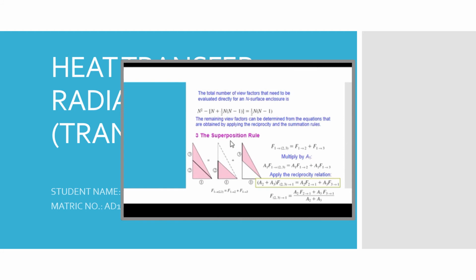For the superposition rule, sometimes the view factor associated with a given geometry is not available in standard tables and charts. In such cases, it is desirable to express the given geometry as the sum or difference of some geometries with known view factors, and then to apply the superposition rule, which can be expressed as the view factor from a surface I to a surface J is equal to the sum of the view factors from surface I to the parts of surface J.